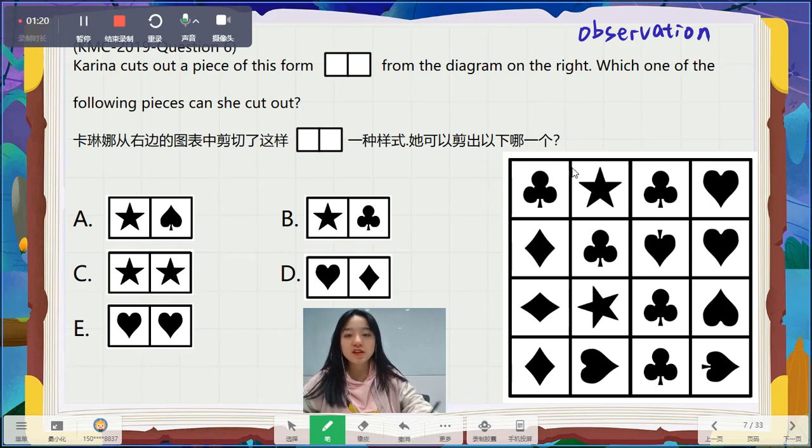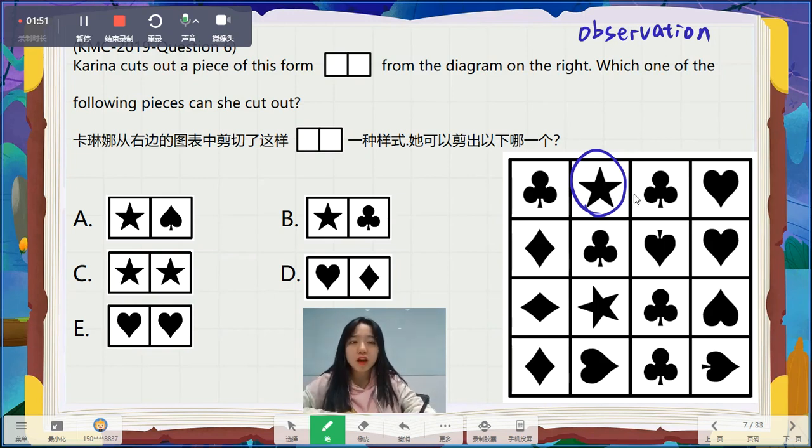Let's see how many stars are in the diagram on the right. Only 2 stars. Can both of them work or not? We can see the second star is not put in a straight way, so we don't need to consider that, because in A, B, C, all the 3 stars are put in a straight way. So we only need to consider this star.